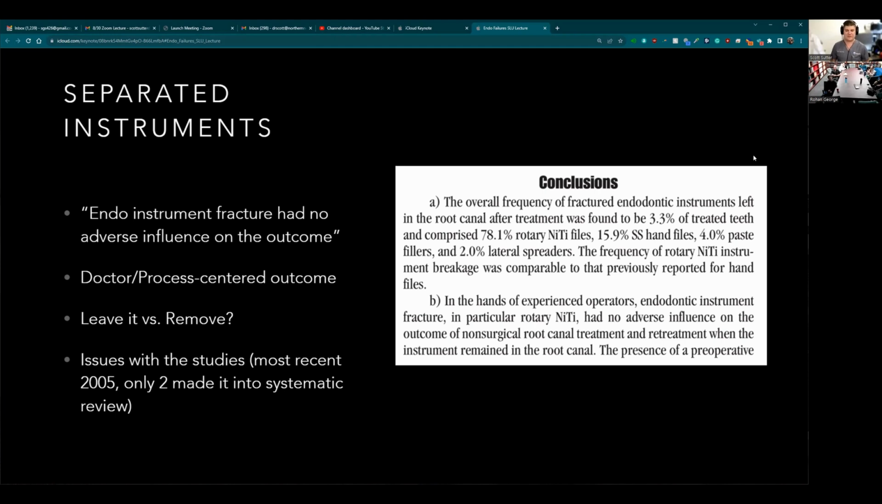And of all the studies we had, only 2 made it into the systematic review because the other ones had so many errors. So this is one where we really don't know if it's good, bad, why did it break in the first case? So I would say, I told you what I do. If I can get it, I'll get it. If I can't, I'll leave it and then just do an apical if I need to.